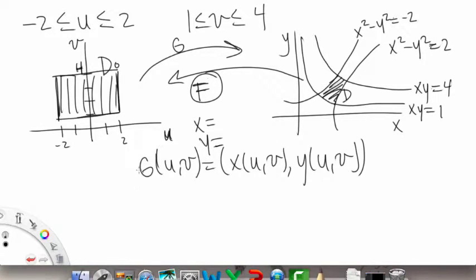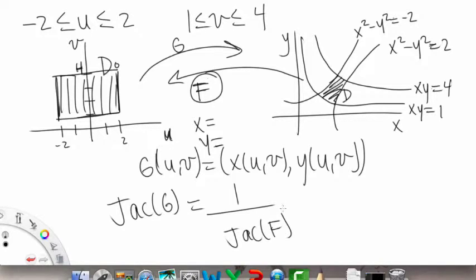So we're going to make use of the relation that the Jacobian of g is equal to 1 over the Jacobian of f. So if we find the Jacobian of f, then we'll automatically know the Jacobian of g, which is a pretty useful relation actually. So I'll continue on the next slide.